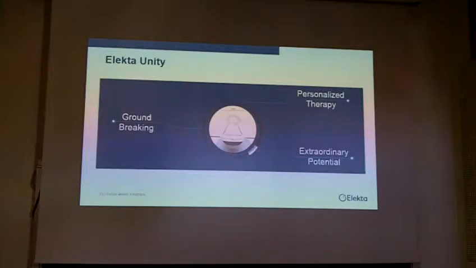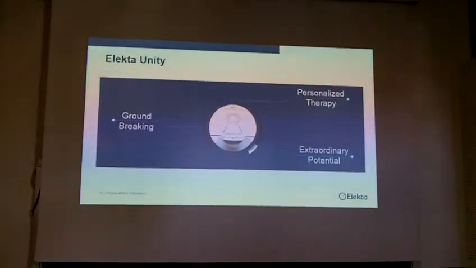We think that the story about Unity is focused on three areas. The technology is groundbreaking in its approach. First, we think that we are bringing with this technology a personalized therapy, and it has really an extraordinary potential for the future.